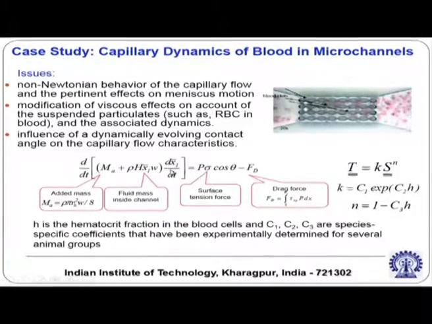And this dx1/dt is basically the velocity of the capillary front. On the right-hand side, this is the surface tension force, p into sigma into cos theta, where p is the perimeter, minus the drag force. Drag force is this one, tau_xy into p dx, the integral of that.